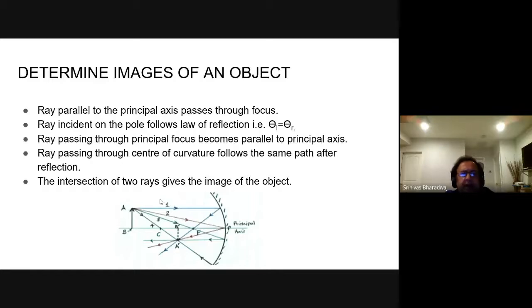Now, rays parallel to the principal axis will pass through the focus. Okay. So we're talking about one. One is parallel to the principal axis, and all those rays will pass through the focus. So if you had another ray here, that will also pass through the focus. Another ray here, that will also pass through the focus. And all those rays will form an image of AB as A prime, B prime.